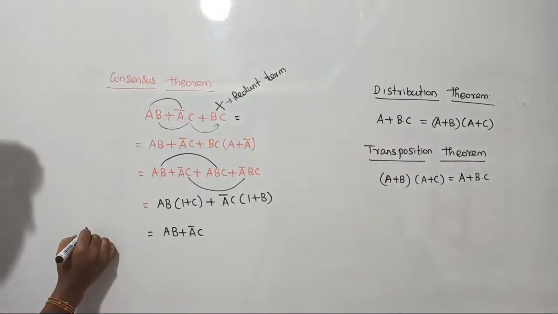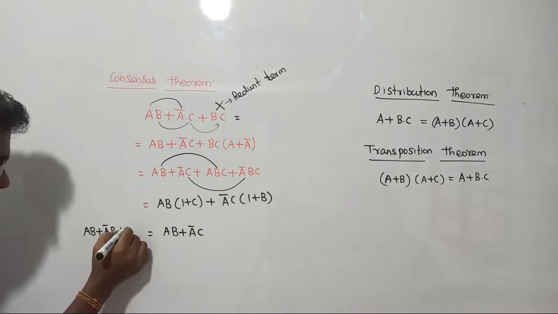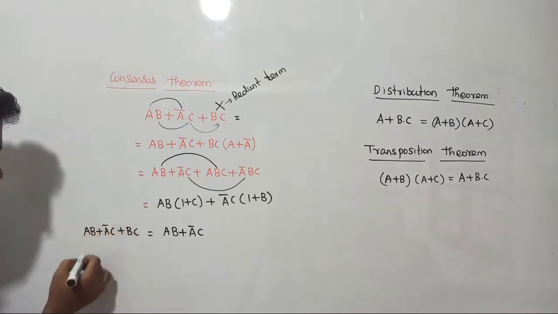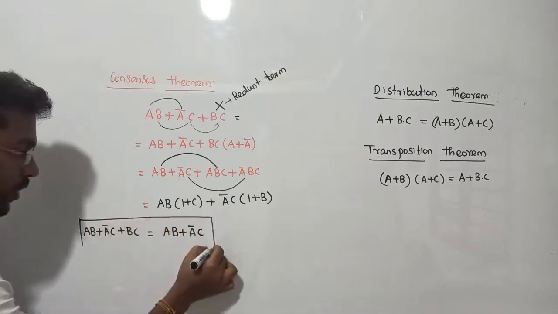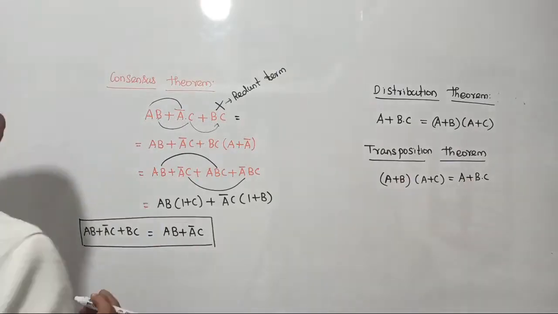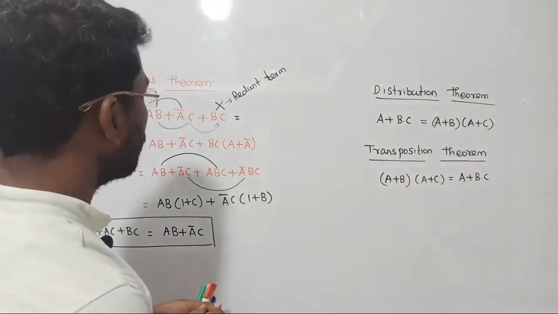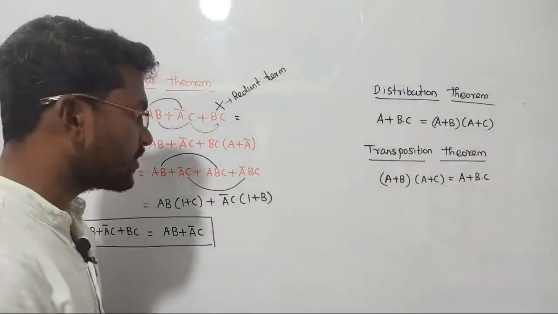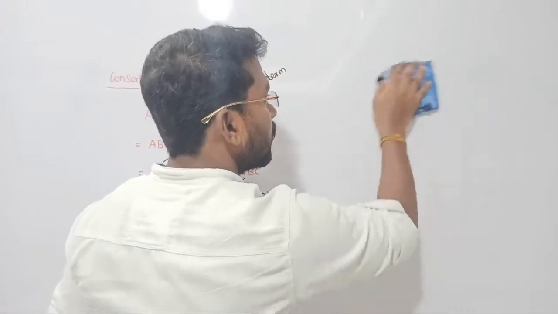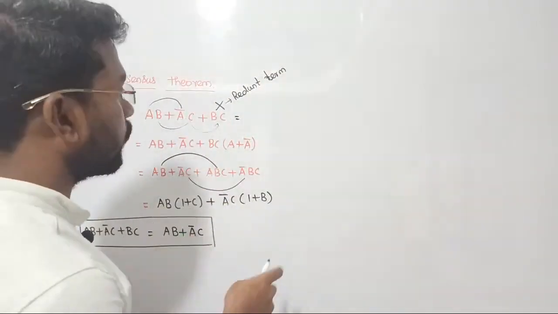So let me write here: AB plus A bar C plus BC should be equal to AB plus A bar C, right? That is called the consensus theorem. Is it visible to you all? Yes, that is visible. Good. Let's continue. Let me take one more example for this. Guys, please don't forget, this is a very important theorem. I had given the proof, and we can also write it one more way. So this is one way of expressing these things.